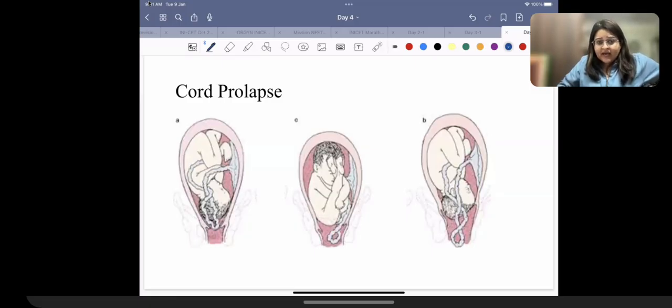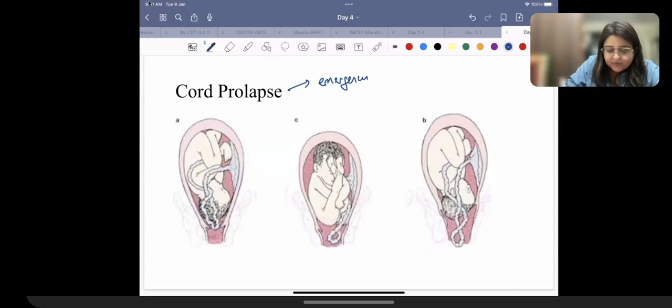You can see that the cord has slipped through the cervix. Now, why is this a dangerous situation for the baby? This is a dangerous situation because once the cord has come out, it gets compressed between the fetal head or the presenting part and the maternal tissue. So it occludes the blood vessels in the cord and the baby gets hypoxic, and it gets hypoxic very, very quickly. So cord prolapse is an emergency situation because it can lead to fetal hypoxia and fetal death.